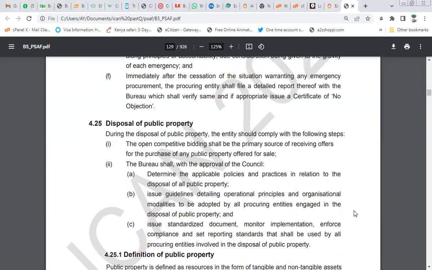Disposal of public property. During the disposal of public property, the entity should comply with the following step. The open competitive bidding shall be the primary source of receiving offers for the purchase of any public property offered for sale. The bureau shall, with approval of the council, determine the applicable policies and practices in relation to the disposal of all public properties.